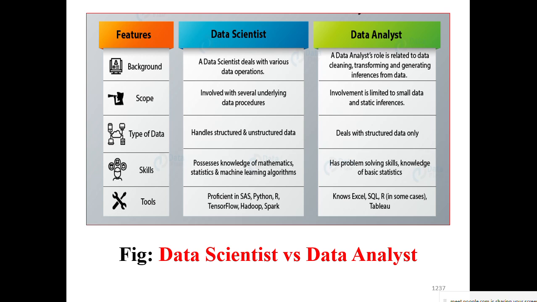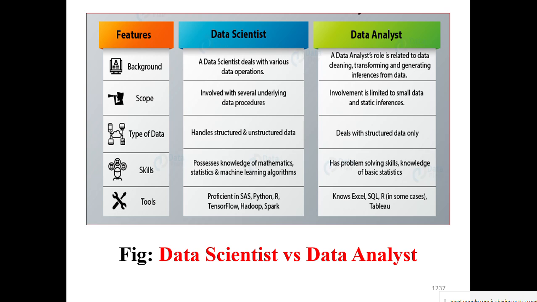A data analyst deals with structured data only. What skills are required for a data scientist? A data scientist possesses knowledge of mathematics, statistics, and machine learning algorithms, whereas a data analyst has problem-solving skills and knowledge of basic statistics. What tools are used by a data scientist? They are proficient in statistical analysis software, Python, R, TensorFlow, Hadoop, and Spark.